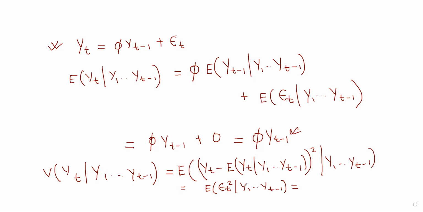Now, again, epsilon t is independent of what happened till t minus 1. So this expectation of epsilon t square is simply the unconditional expectation of epsilon t square. It's not dependent on this conditioning. So it's simply this. And what is this? Expectation of epsilon t square, that's the variance of epsilon t. And remember, epsilon t follows normal 0, sigma square. So this is simply sigma square. All of you agree with this? Are we on the same page?